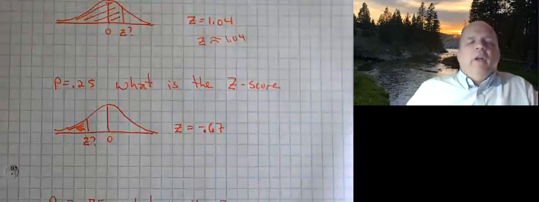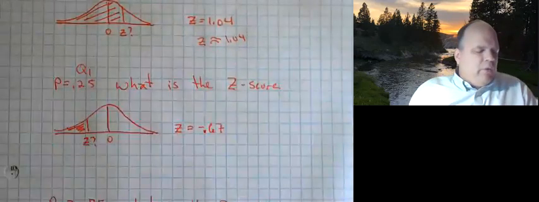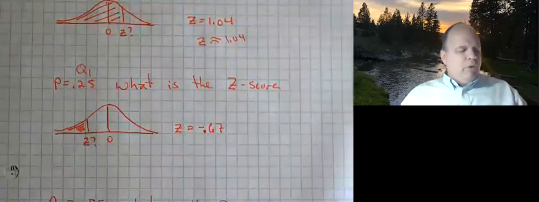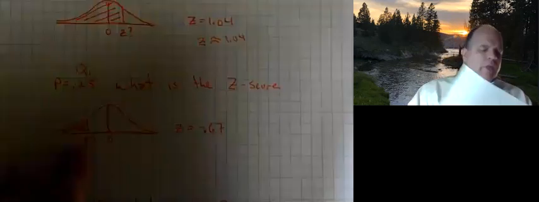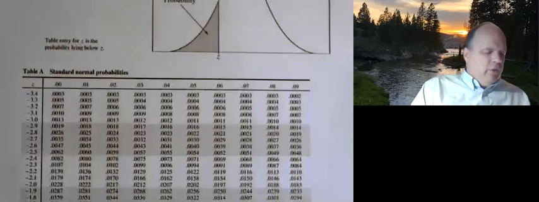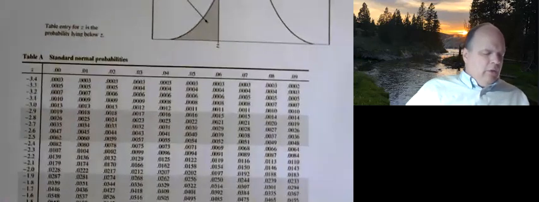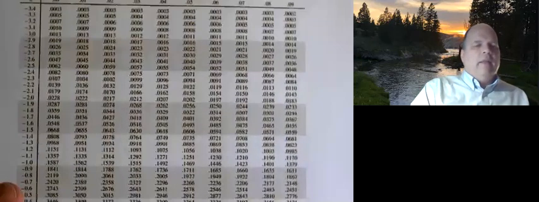Well, what if I wanted to know the 25th percentile, or Q1, because that's Q1 on a box plot? Okay, well, 0.25 is less than 50%. So I know I'm working with a negative z-score. All right, so I start hunting.